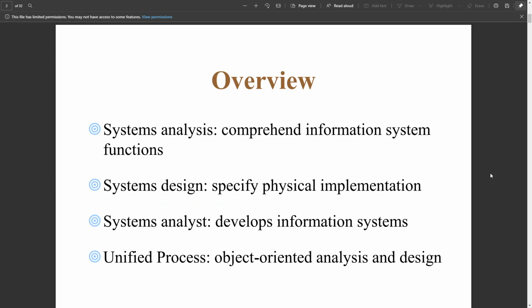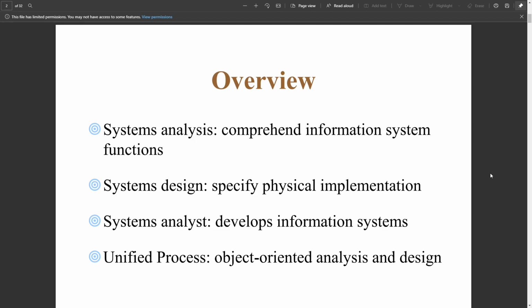So, overview. Systems analysis is basically comprehending information system functions. What happens in an information system? For example, in enrollment, what happens in the enrollment system? The student enrolls, registers a subject, adds faculty members to the subject, creates a schedule, payments. You check all of that. You get all the functions and the processes.